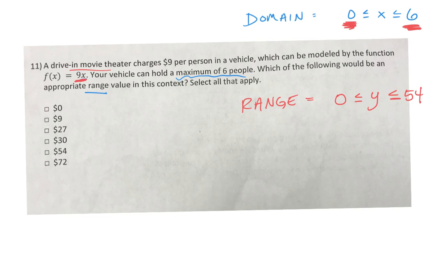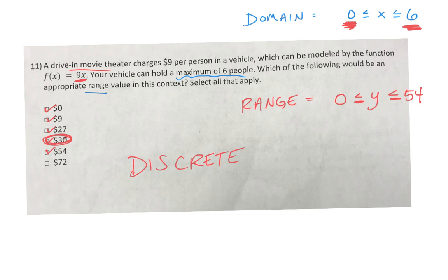And I put the or equal to sign here because it could cost exactly $54. It could cost me that much, that much, that much. Actually, no, it couldn't cost me $30. In fact, this is a discrete function, not continuous. I messed up.